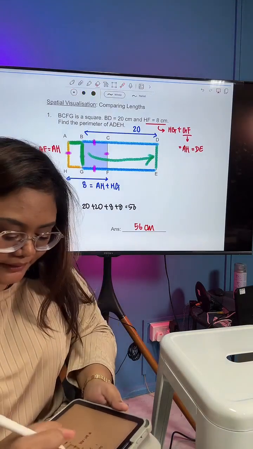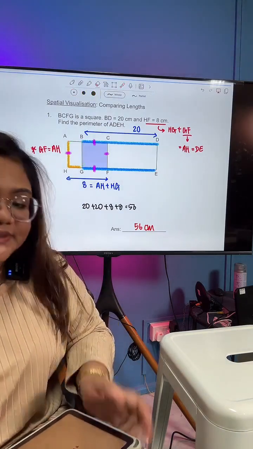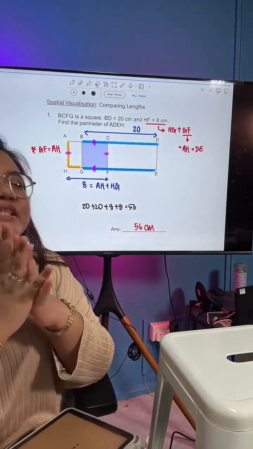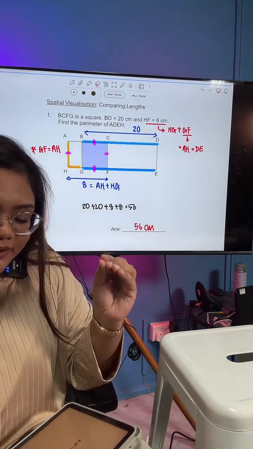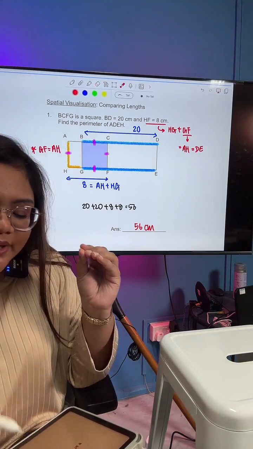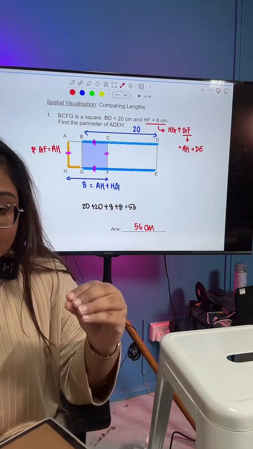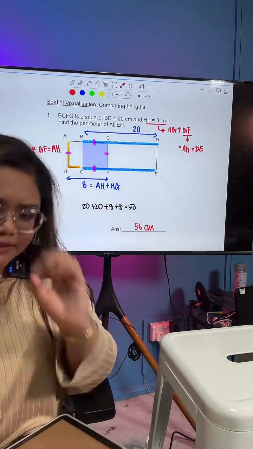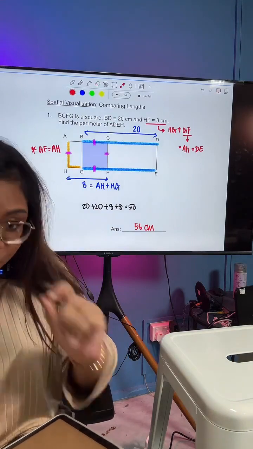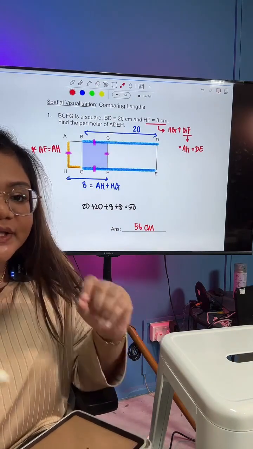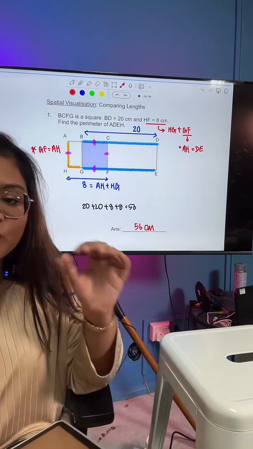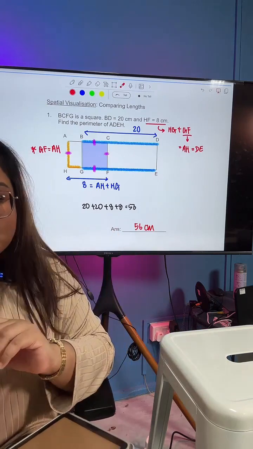Okay, so one more time, one last time. This part of the lesson, class, I mentioned this last week. Today, we are talking about spatial visualization. It is more complicated because we need to visualize a lot of things, okay? Therefore, I will take a little bit more time to explain. If you are okay, you can move on to the next question.